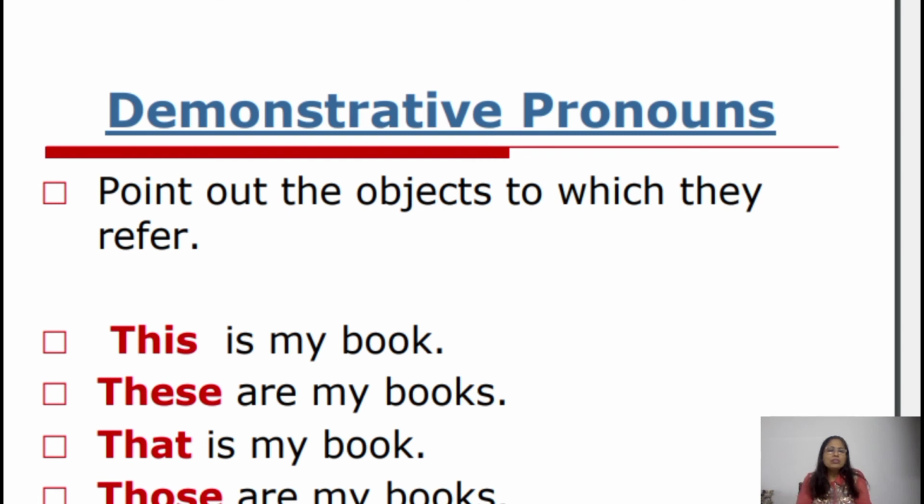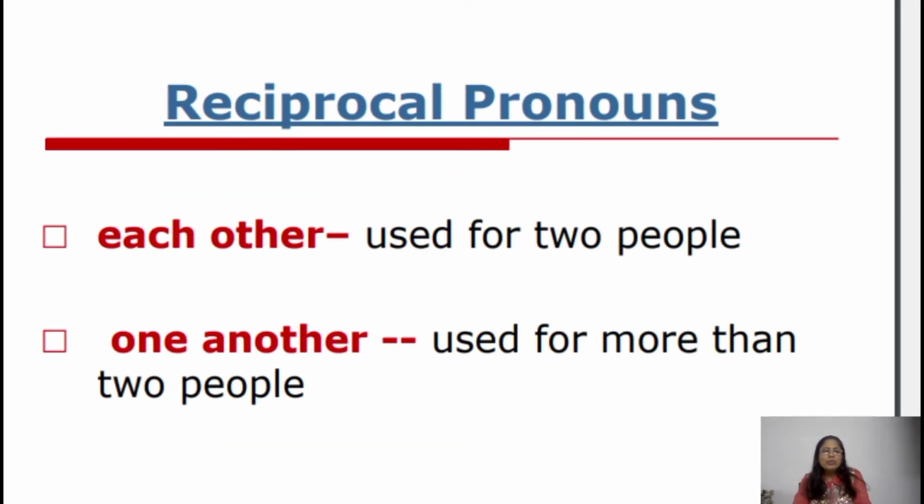Demonstrative pronouns. They point out the objects to which they refer. This is my book. The plural would be, these are my books. We make use of the pronoun this when we are referring to something which is close to us, either in distance or in time. That is used when we refer to something which is far away from us, either in distance or in time. That is my book. Those are my books.